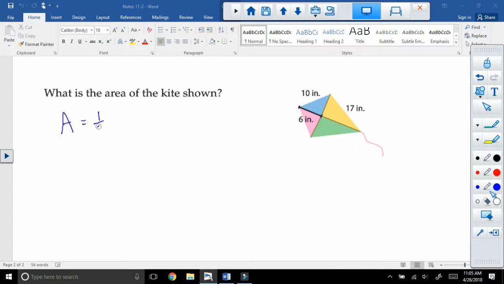Okay, for this last one it asks, what is the area of the kite shown? We don't know the area. We don't actually have either diagonal, so I have some calculating I'm going to have to do first. Perimeter would be very easy. So I'm going to need to use the Pythagorean theorem to find these different amounts. I'm going to set this one up here as x squared plus 6 squared equals 10 squared.